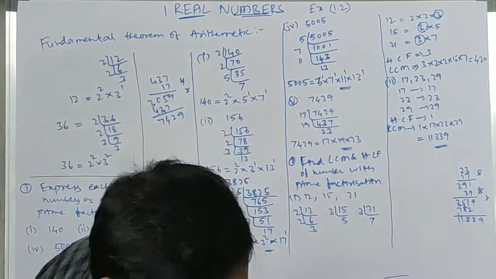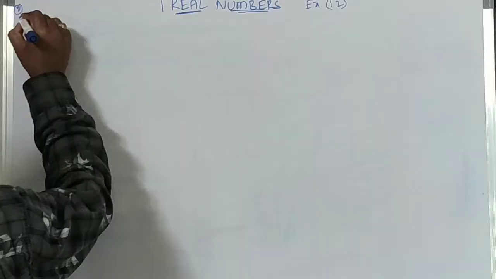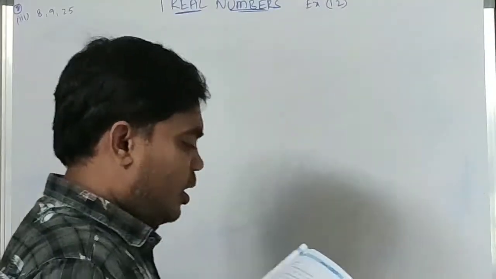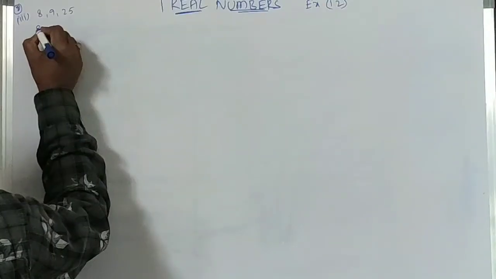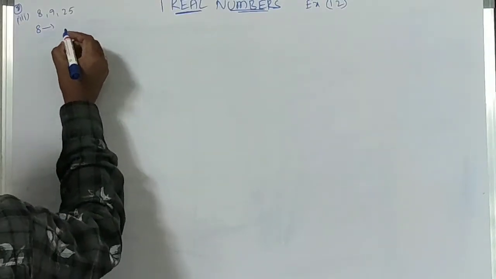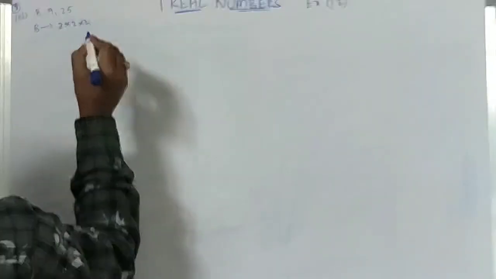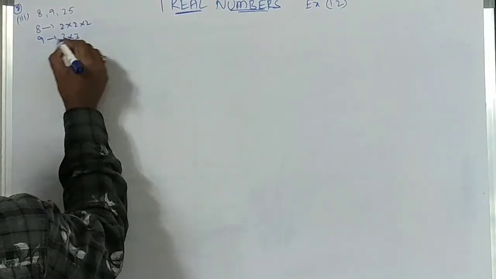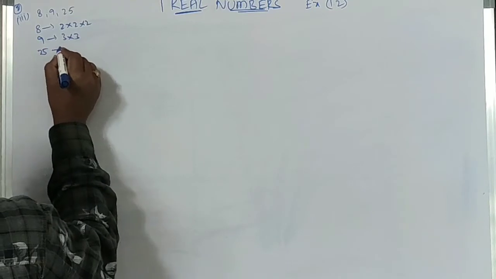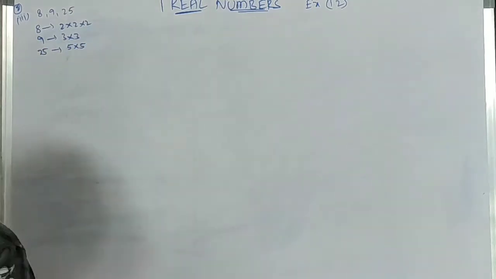Next, the numbers are 8, 9, 25. First I take the number 8. So 8 equals 2 into 2 into 2, its prime factorization. 2 into 2 is 4, into 2 is 8. 9 is 3 into 3, and 25 is 5 into 5. So this is the prime factorization.